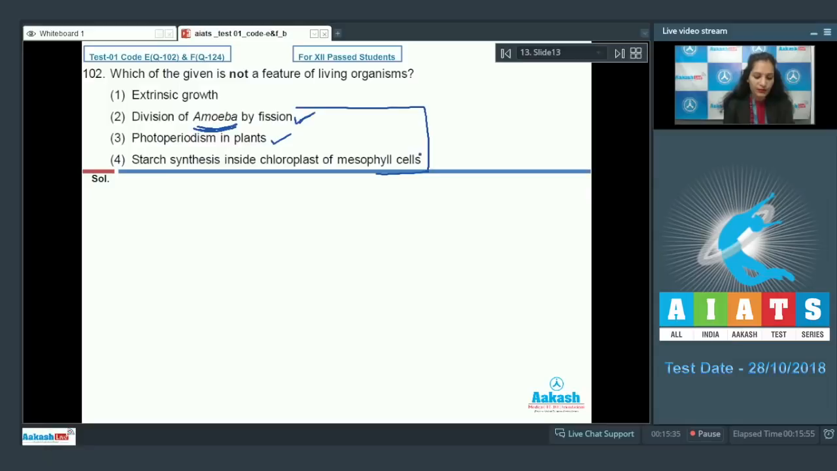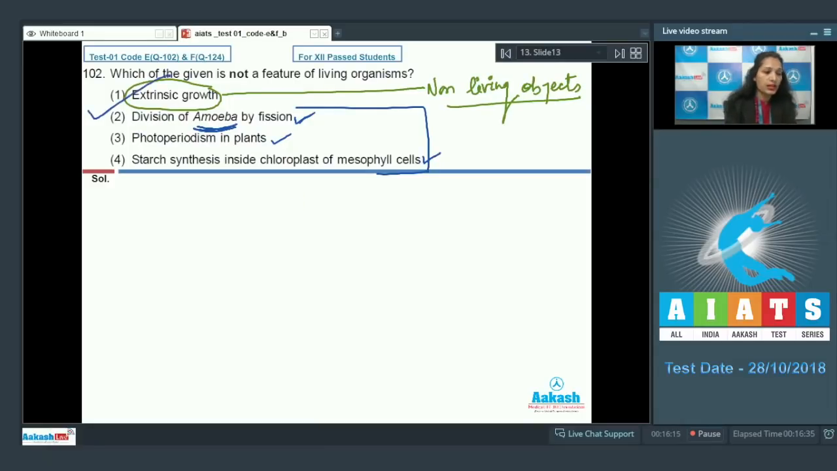Starch synthesis inside chloroplasts of mesophyll cells: mesophyll cells are the cells of leaves, and starch synthesis inside the chloroplast of mesophyll cells is a feature of living organisms. Extrinsic growth is not a feature of living organisms, as extrinsic growth is the surface accumulation of materials which takes place in non-living objects. It is not a feature of living organisms; it is a feature of non-living objects. So the correct option for the given question is option number 1. Let's move on to the next question.